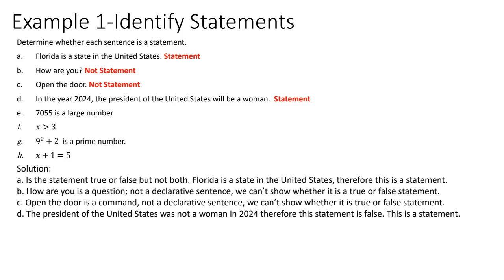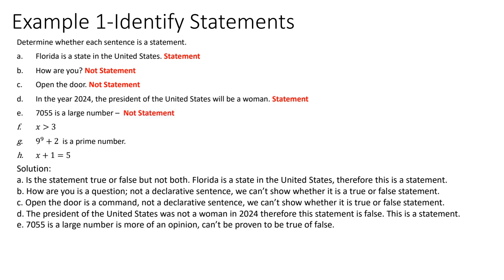Maybe someone that is dealing with stocks would say, no, that's not a lot. A lot would be 100,000 or a million. So whether you classify it as large or not is not something that is set or fixed for everybody. So this is more of an opinion. Therefore, it is not a statement.